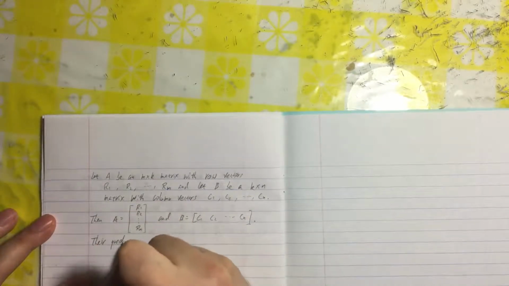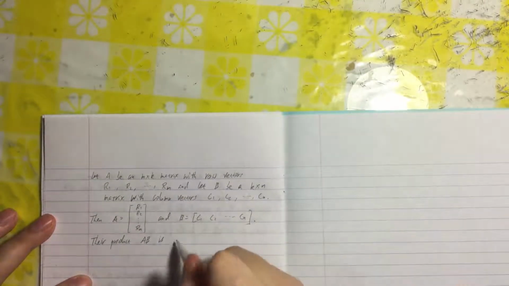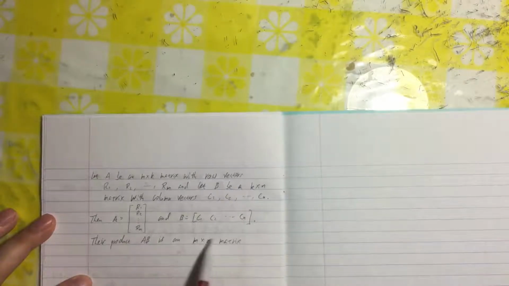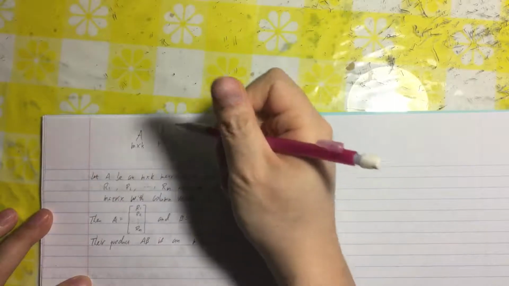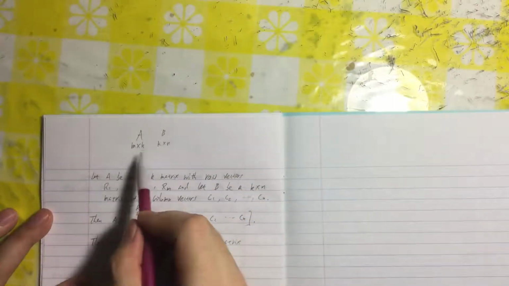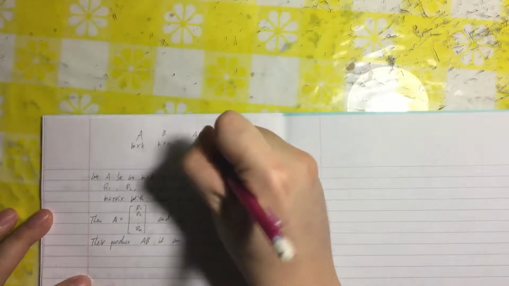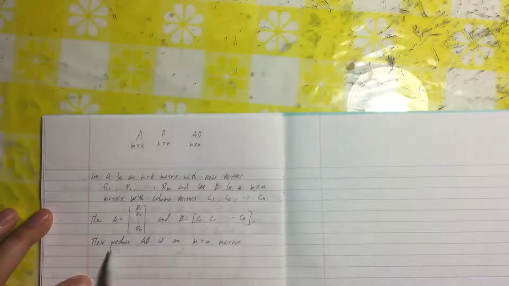Their product A times B is an m by n matrix because A is an m by k matrix and B is a k by n matrix. If the number of columns in matrix A is the same as the number of rows in matrix B, then we are allowed to multiply matrix A and B. Their product AB has m rows and n columns. That's how I get this. Their product AB is an m by n matrix.